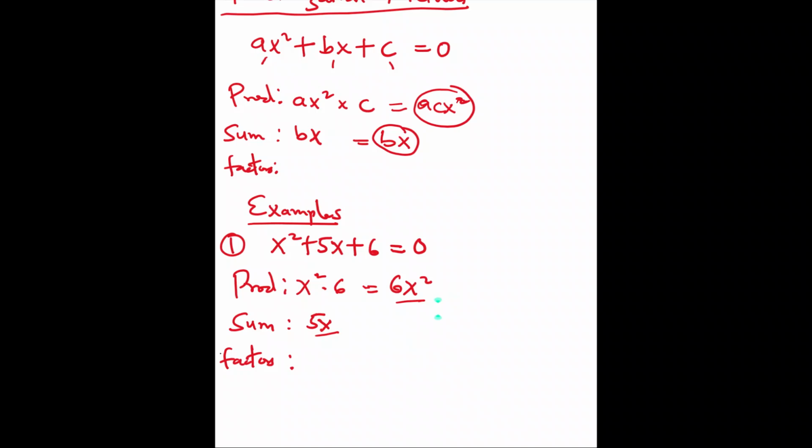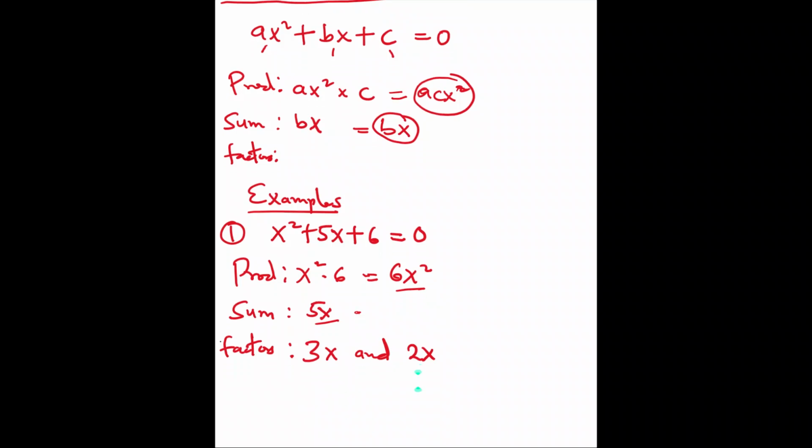So now we can find the factors of 6. 1 times 6 is 6, so x times 6x gives 6x squared. But if we do x plus 6x, that gives us 7x, so that will not work for this one. The two numbers that multiply together to give 6 are 2 and 3. If we do 2x times 3x, we get 6x squared, and if we do 2x plus 3x, we get 5x. So our factors will be 3x and 2x.